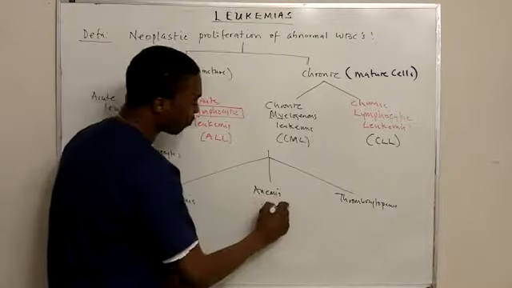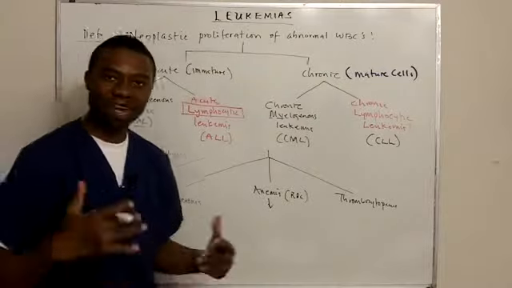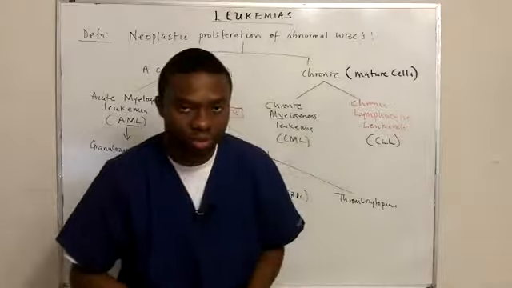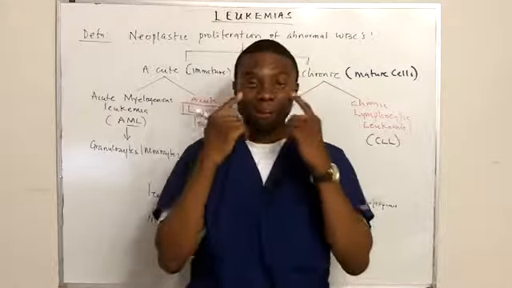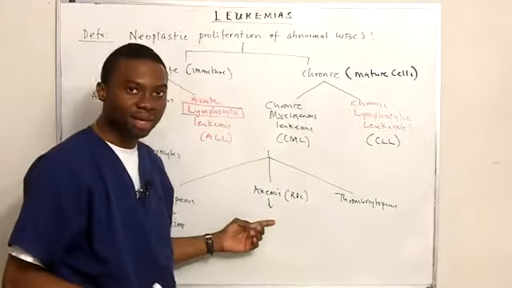Because they don't have red blood cells being produced, and they're anemic, they're going to have signs of fatigue, tiredness, shortness of breath on exertion. They're going to have pale conjunctiva because they are anemic.